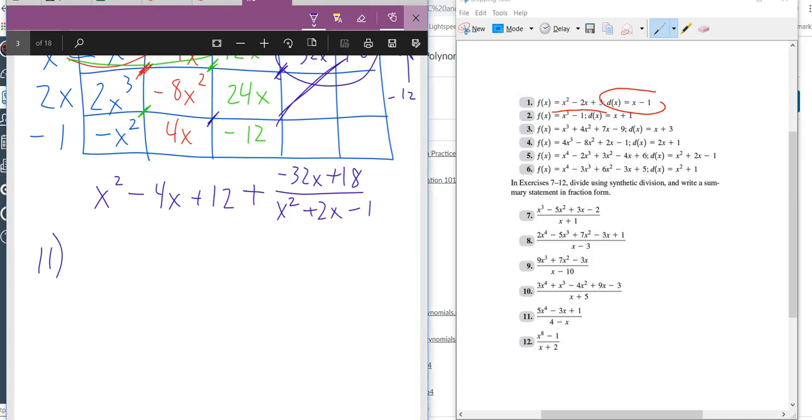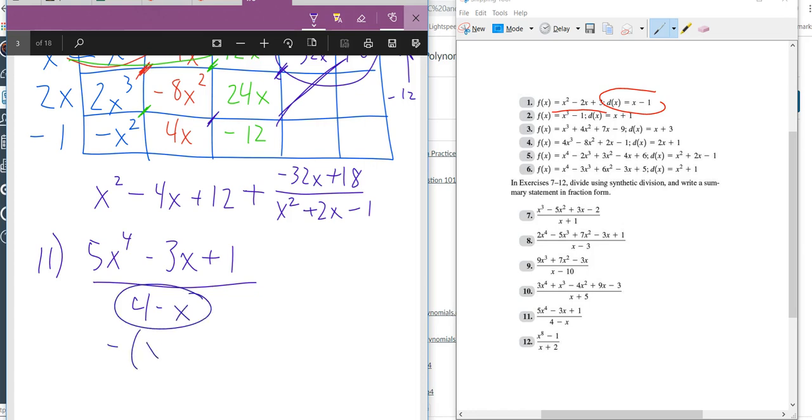So this is number 11. 5x to the 4th minus 3x plus 1. Okay, and they're trying to be all tricky with this 4 minus x. What I want to show you down here is this is really negative 1 times x minus 4. See, they were trying to be all evil and throw in that negative 1 and reverse that.